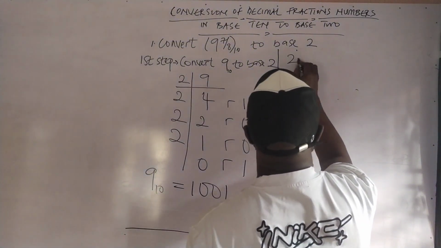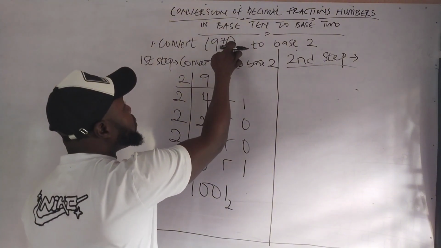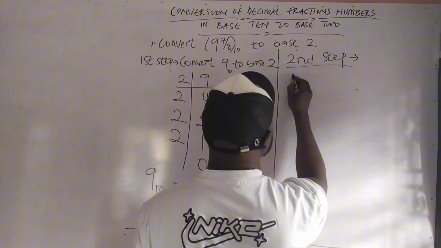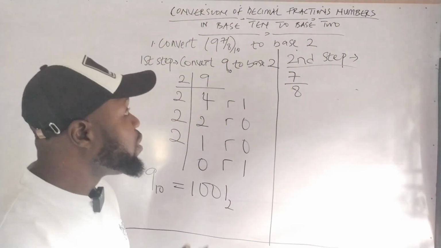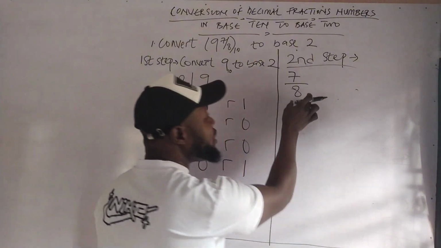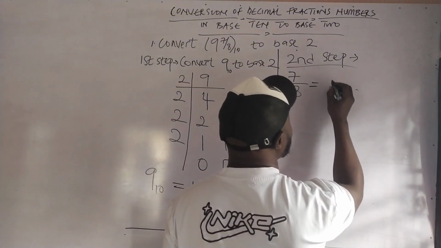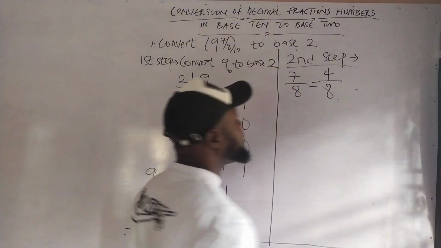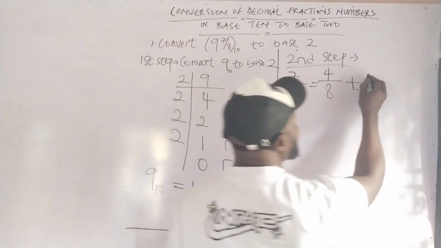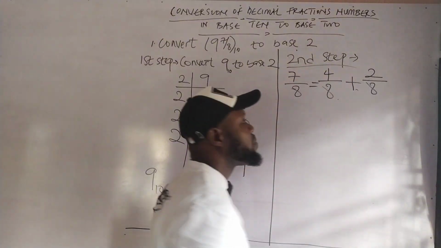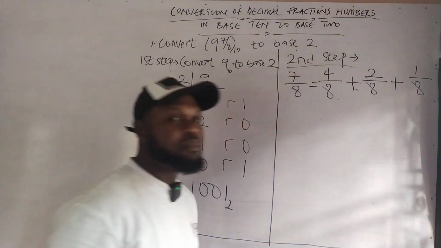Then the second step, we will now convert this 7/8 in base 10 to base 2. Please listen very well. How do we do this? The first thing, consider the denominator. Divide it by 2, which will give us 4, so 4/8. Then divide the 4 by 2. That's 2/8. Is that understood? Then this 2 again, divide it by 2, which is 1/8.